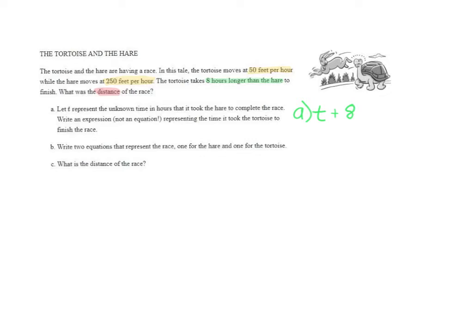Our first variable, T, was defined in Part A as the time in hours it took the hare to complete the race. Our other variable, we can figure out what needs to be defined by looking at the question. The question says, what was the distance of the race? Which means the distance is unknown and we can represent it with a variable. So let's say, let D equal the distance of the race in feet.